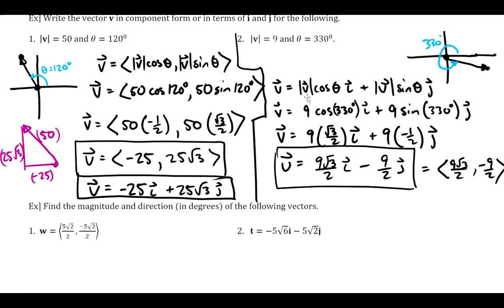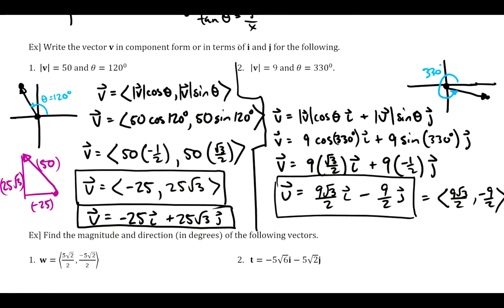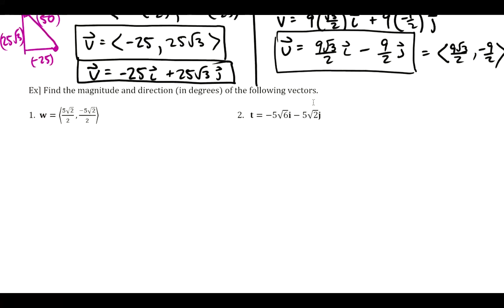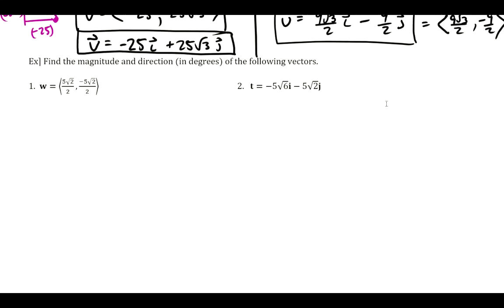Okay, well, we can go backwards as well. So we could also take our component form and write it in terms of a magnitude and direction. All right, so here we've got our w. I'm rewriting my w, I don't need to right now. Let's sketch it. Okay, so I'm going to put that right here.